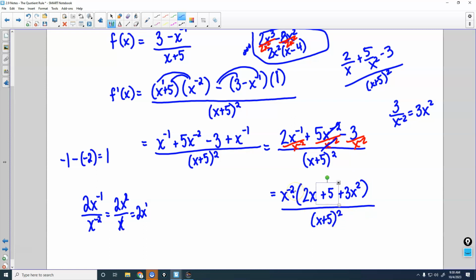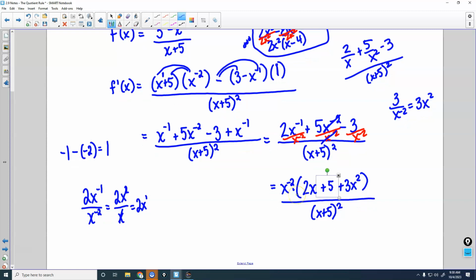Now, x to the negative 2 is multiplied by all this other stuff in my parentheses. That should be a minus. Okay, so now because that x to the negative 2 is multiplied by everything, I can just move it to the bottom of this fraction. So I've got 2x plus 5 minus 3x squared all over x squared times x plus 5 squared.